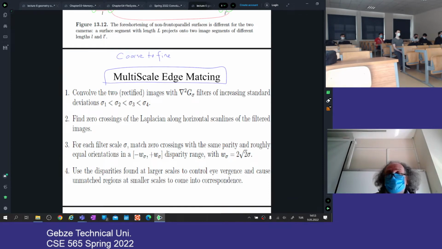And in fact, if you remember the SIFT descriptor, it is done that way too. We look for the correspondences, or the stable feature points, at very coarse levels, then the finer levels, etc. So this is called multi-scale edge matching. Good? Any questions? Okay, let me continue then.